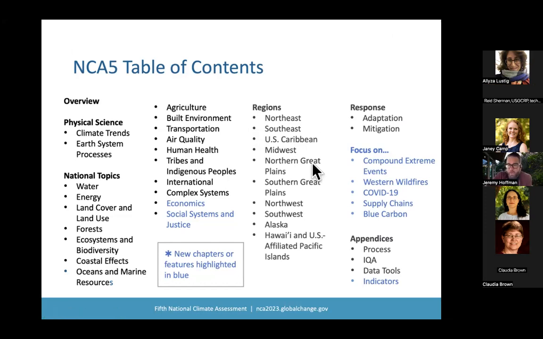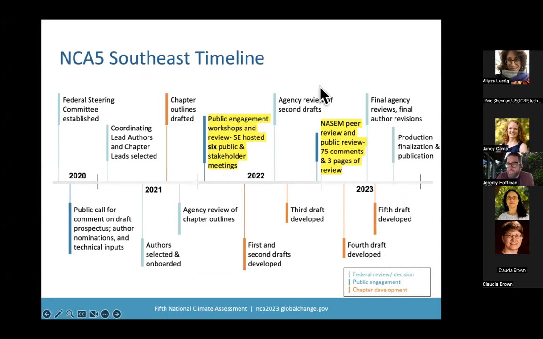I had the absolute honor to be the Southeast chapter lead author among a really amazing team of chapter authors, as well as a very long list of technical contributors that make up the Southeast chapter. I wanted to start off this presentation with a little bit of the specifics behind the Southeast chapter timeline.